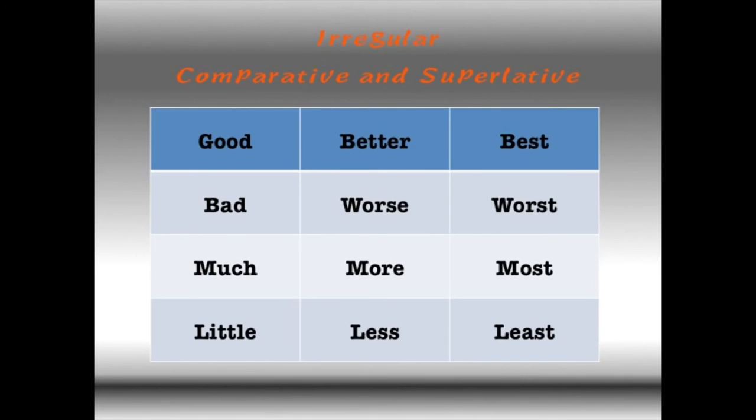Take a look at this chart to see some of the irregular comparative and superlative adjectives that are out there. These are the most common. They don't just add the ER or EST or use more or most in order to make the comparative and superlative forms. So, for example, good in the comparative form changes to better. In the superlative form, it changes to best. Bad changes to worse and worst. Much changes to more and most. And little changes to less and least. These irregular comparative and superlative adjectives don't follow the normal comparative and superlative patterns.